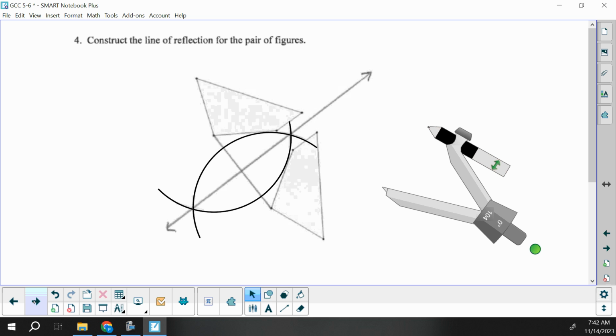For our constructions, line of reflection, pick 2 points that are in corresponding parts. I guess actually just one set of points you need. And do the perpendicular bisector. So I chose these 2 points here, connect them, and then put the compass point on one endpoint, pencil over halfway, swoop it in both directions, and do the same for the other side. Connect your intersections, and that gives you your line of reflection.